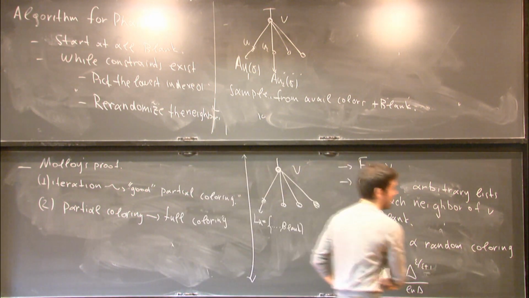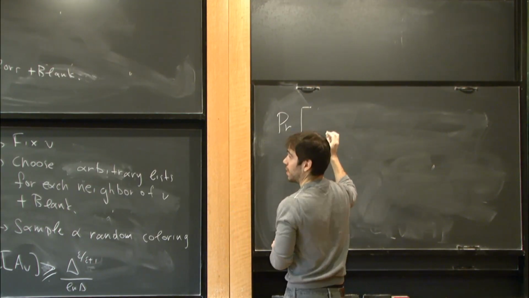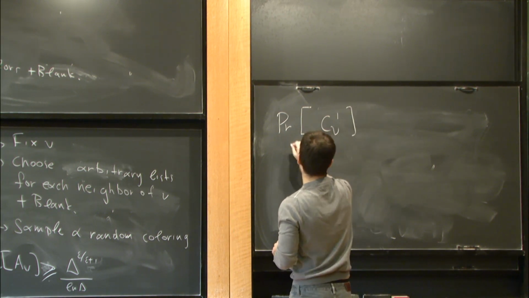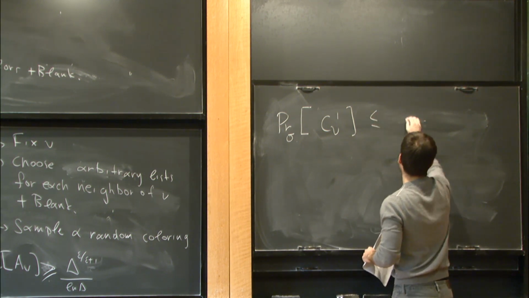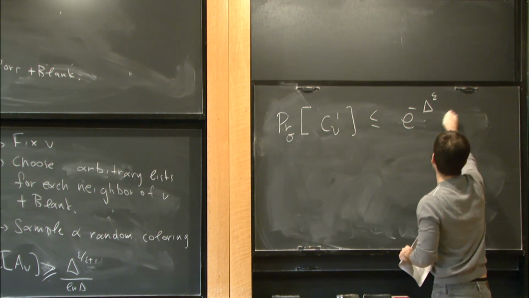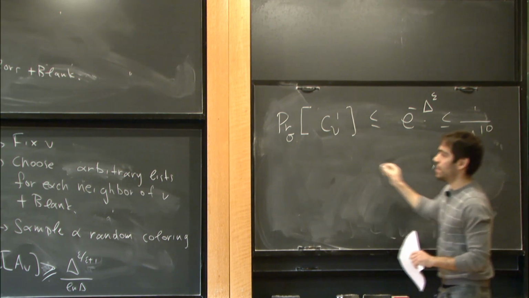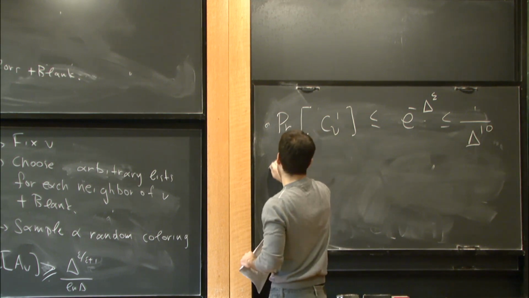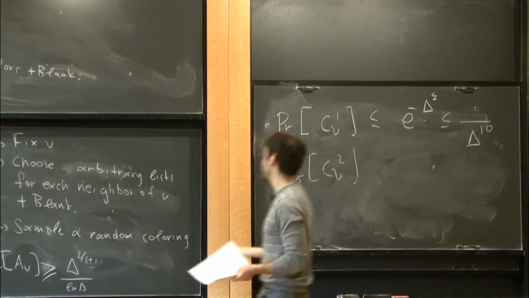Let me denote this as follows. The probability that a constraint of the form C_V1 is violated when you resample at state sigma is, you can prove it, basically 1 over something, which in particular is less than, let's say, 1 over delta to the power of 10. It just so happens magically that the same is true for the constraints of the second form.